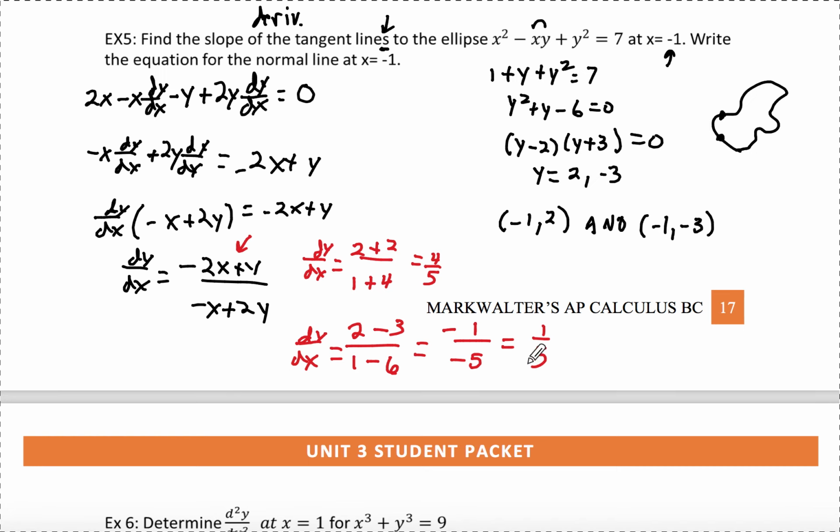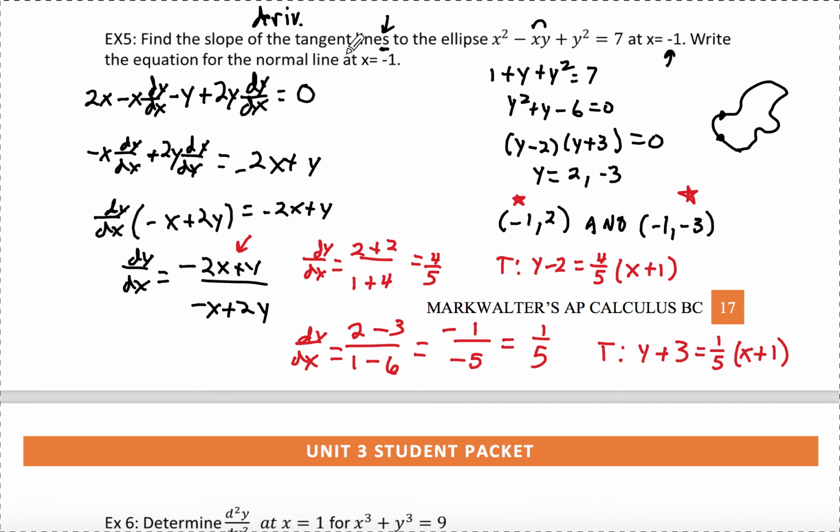All right, so I have these slopes. Now I can write the equations of the tangent lines. This first tangent line came from this point up here. So y minus y1 equals m times x minus x1. So x minus negative 1 gives us x plus 1. And then this tangent line would be from this point over here. So y minus y1, so y minus negative 3 gives us y plus 3, equals m times x minus x1, so x minus negative 1. And there we go. So these would be our tangent lines.